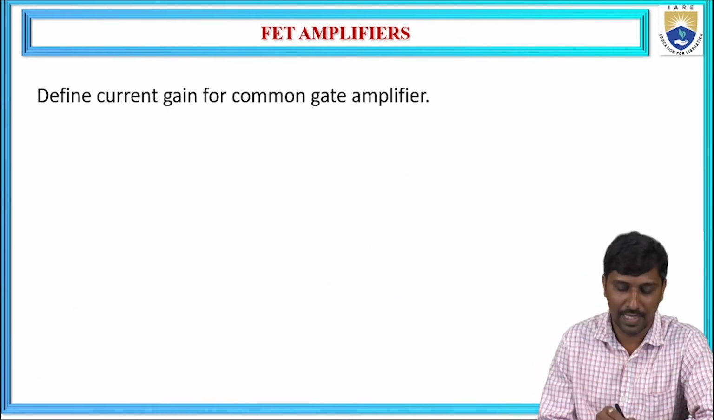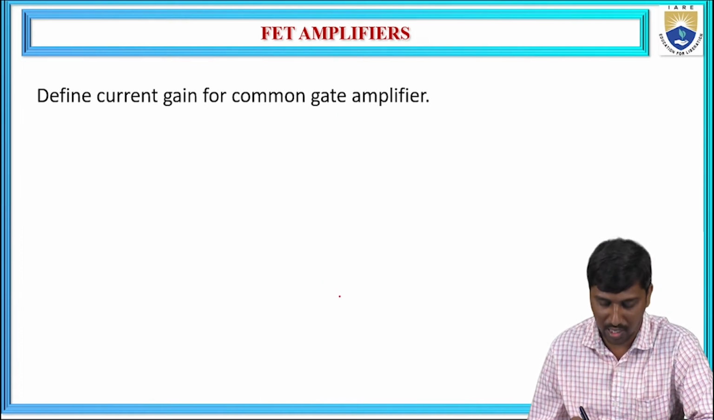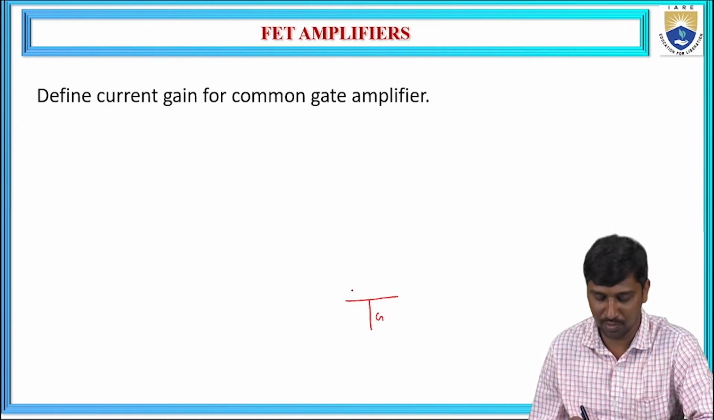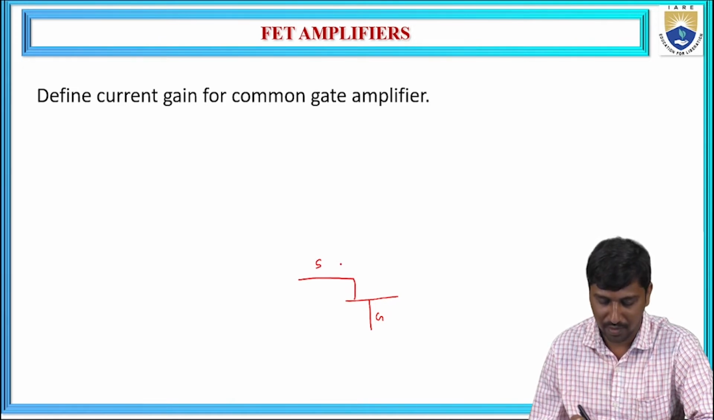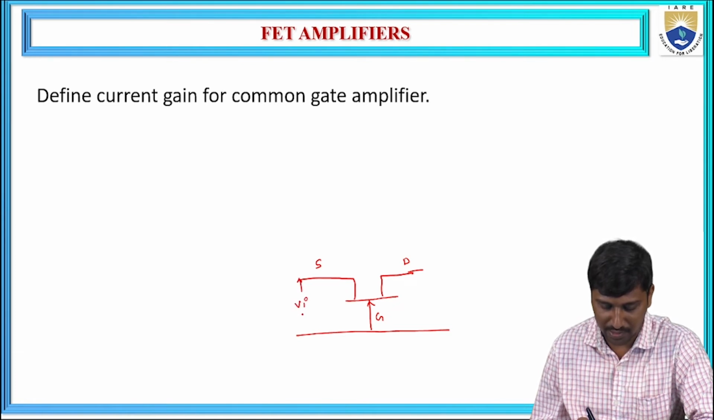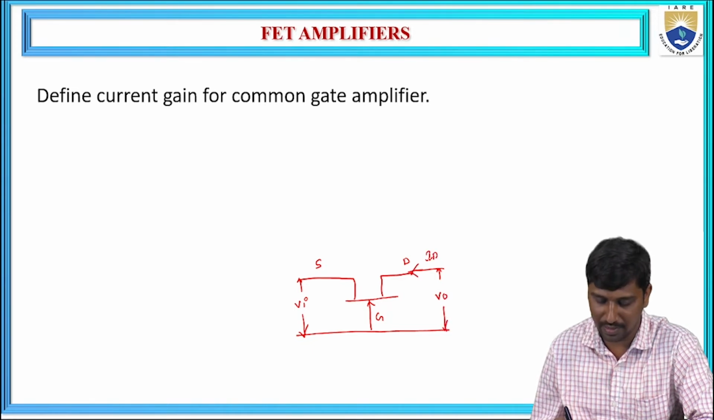Now define the current gain for a common gate amplifier. Now we need to consider the common gate. In a common gate, the gate terminal acts as the common for input and output. Hence, the source is taken as the input side and the drain as the output side, and the gate is common. Let us consider the input is passing through the source and the output is taken from the drain. Hence, it allows the drain current ID.